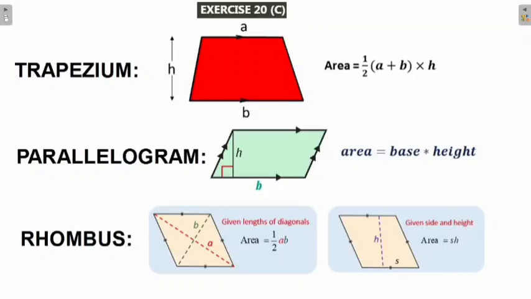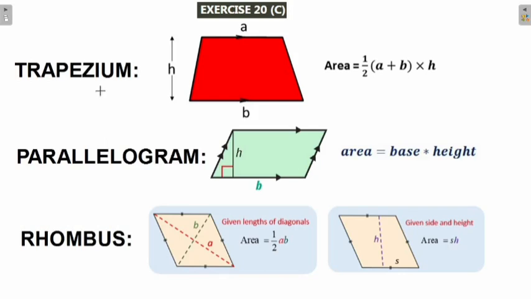Welcome back, dear students. So let's continue with the new exercise on chapter 20. In this particular exercise, you will be learning about three different kinds of diagrams. The first kind of diagram is called trapezium.